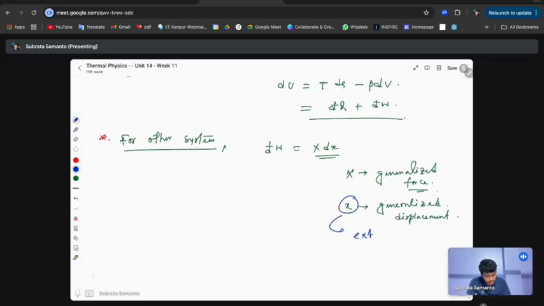So this is basically your V in pdV. V is the extensive variable and p is the intensive variable. So small x is the extensive variable, and capital X is the intensive variable.